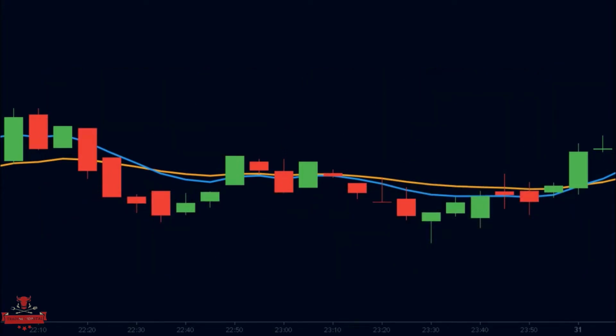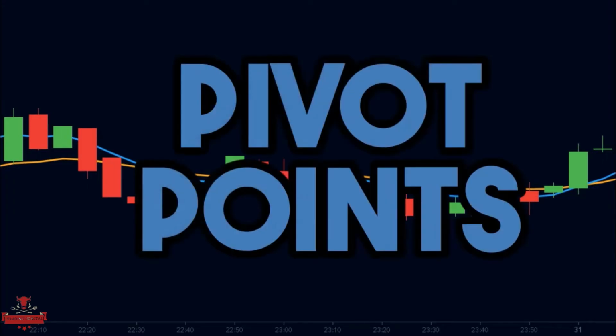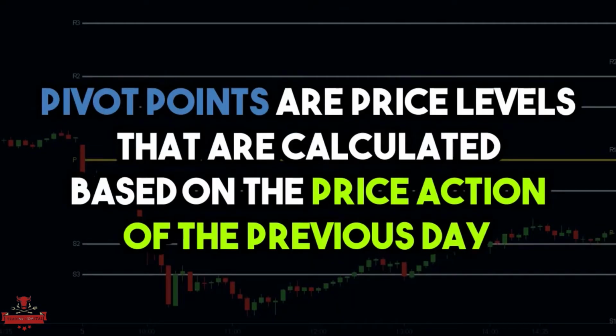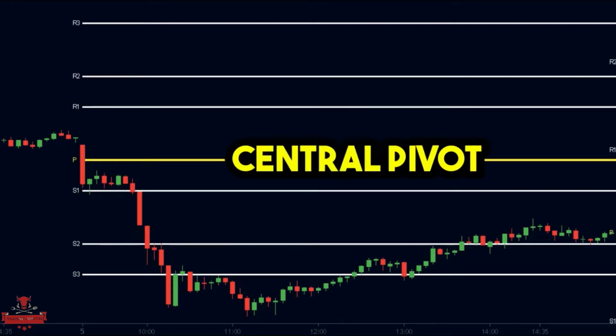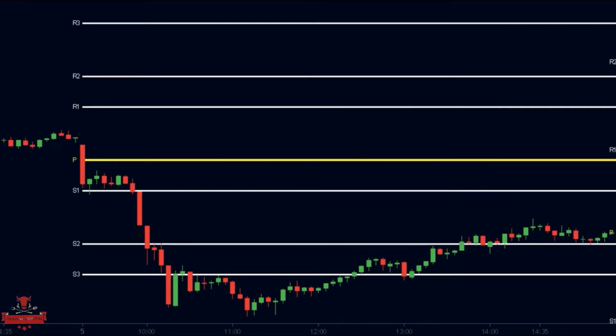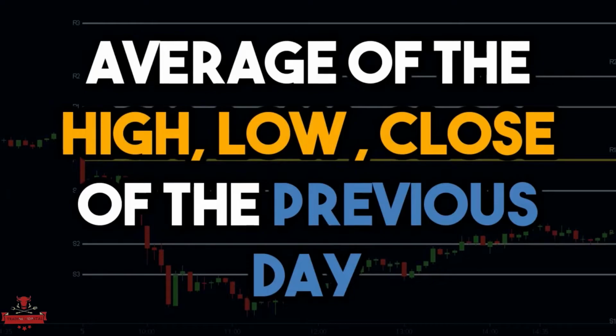Now let us look at the second indicator that we will use for our trading. That is the pivot points. Pivot points are simply the price levels that are calculated based on the price action of the previous day. This is how the pivot points look. Here the yellow line is called the central pivot. It is simply the average of the high, low, and the close of the previous day.